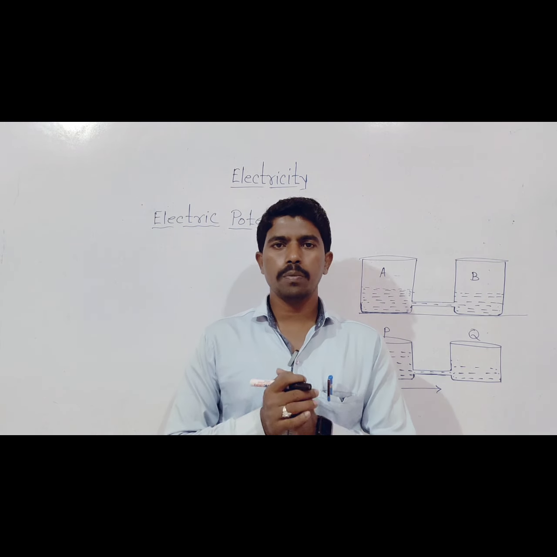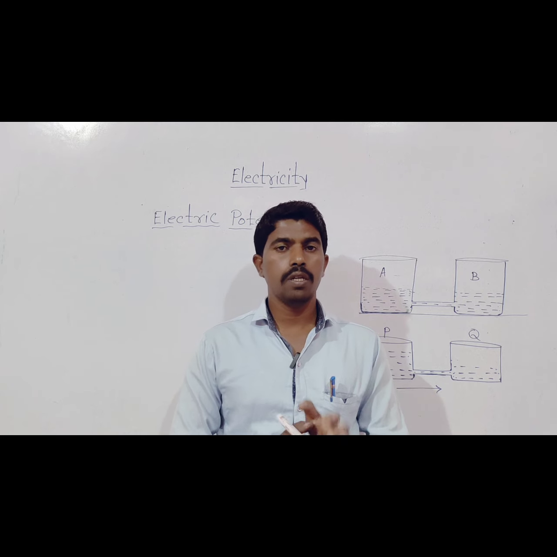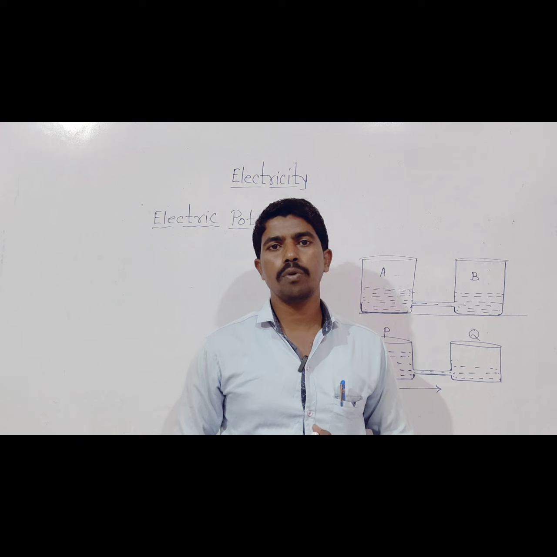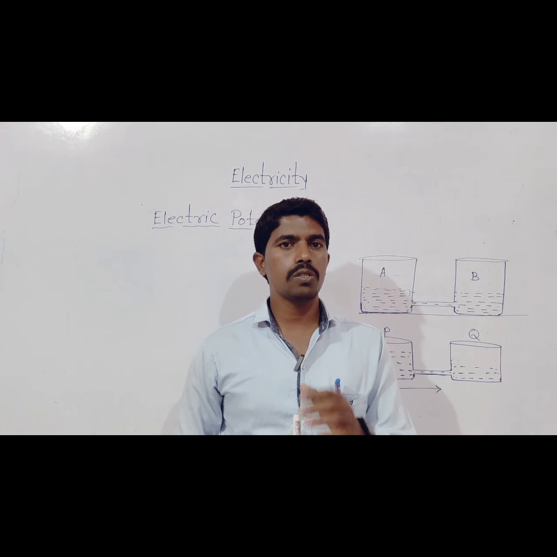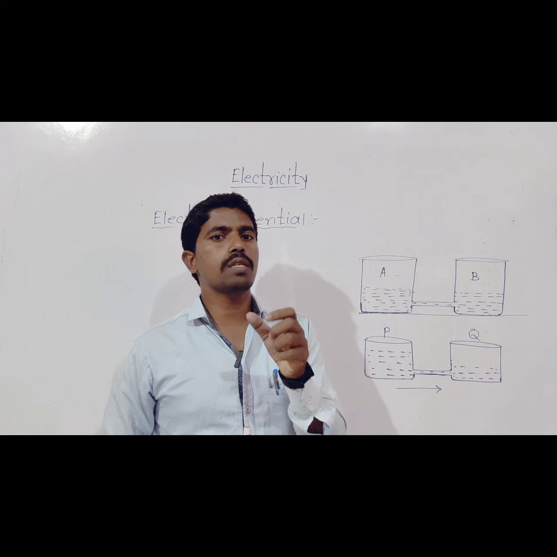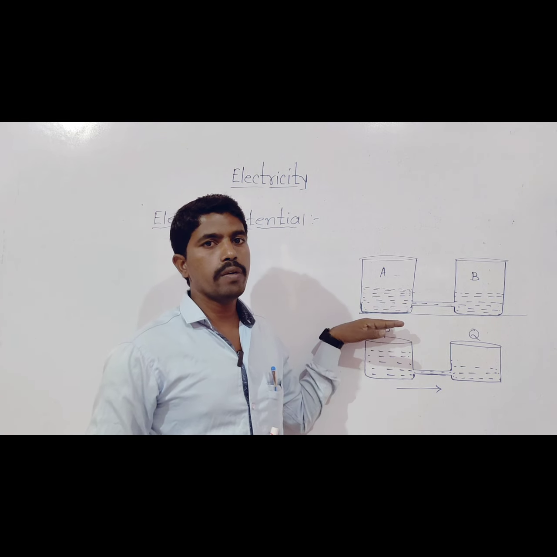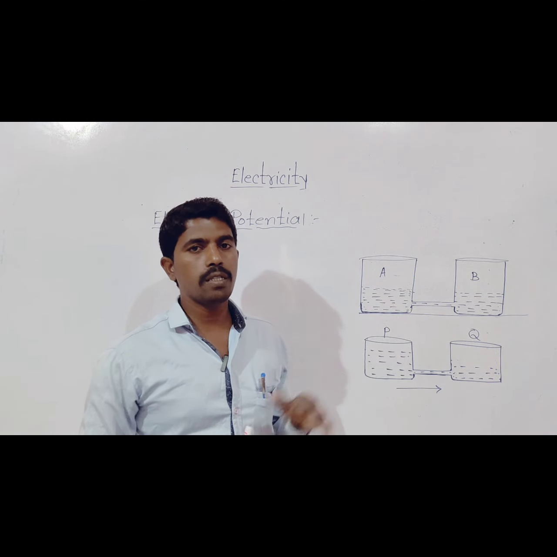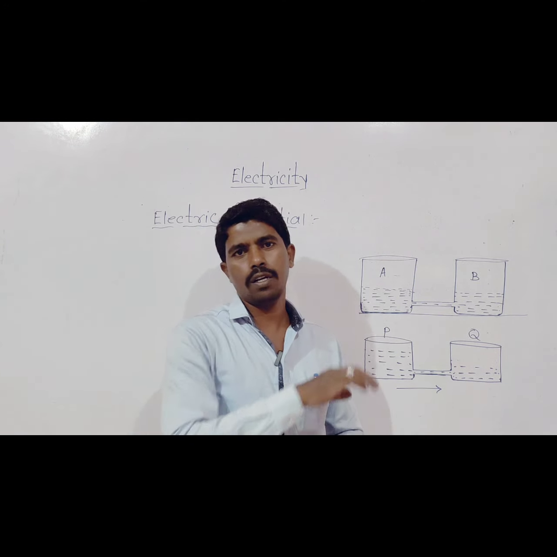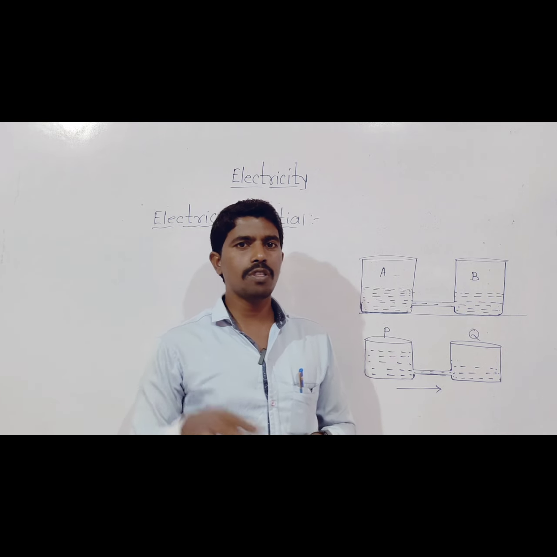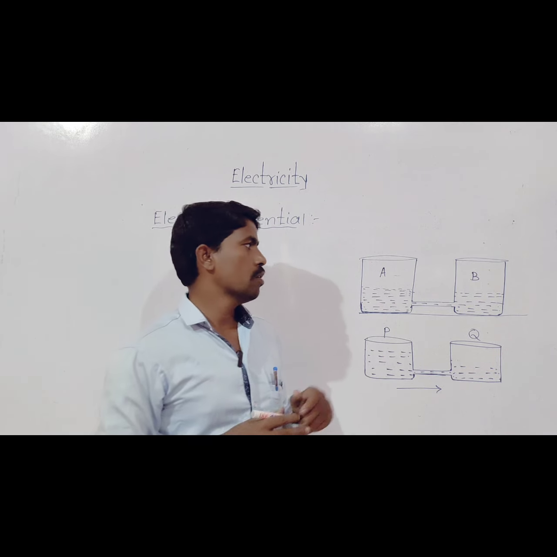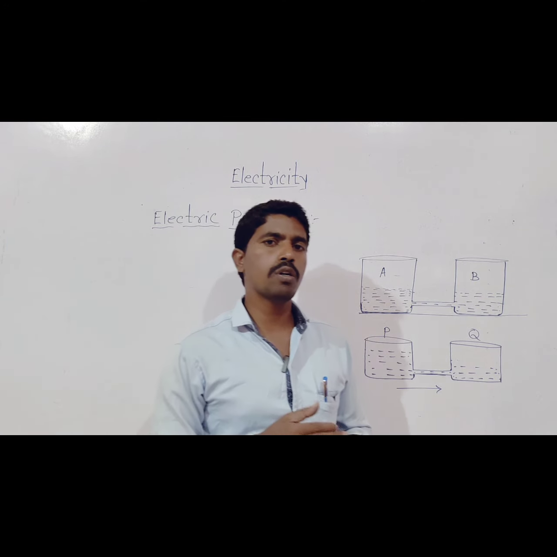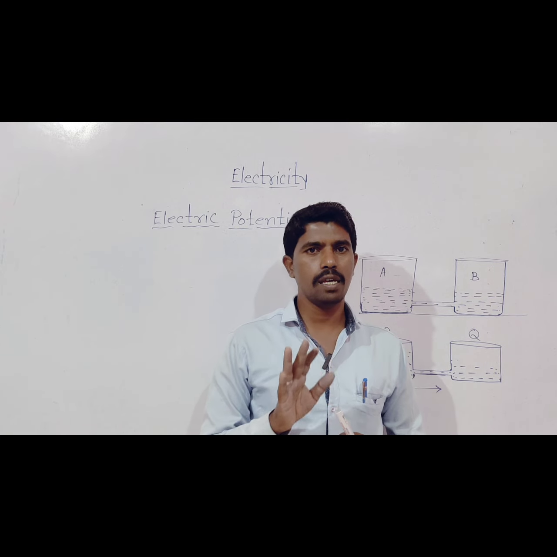Now we will see electric potential and potential difference. Electric potential means the level of electric charges at a particular point. We can understand this concept with the help of water level. Here in container A and in container B, water is present and the level of water in both the containers is the same. Therefore, there is no flow of water from A to B or from B to A, because the level of water in both the containers is the same.